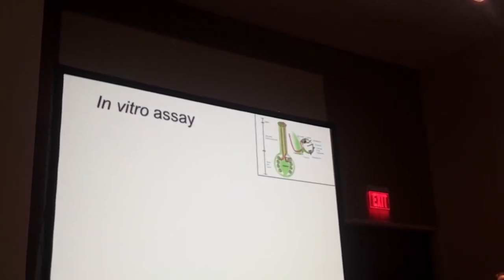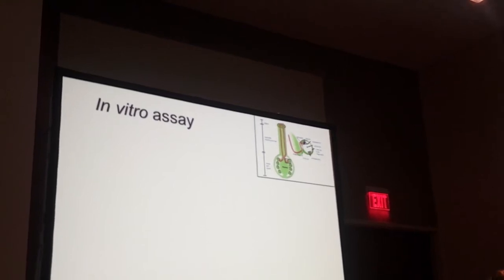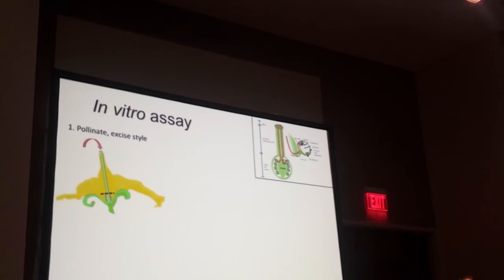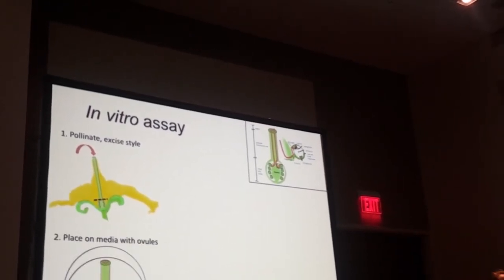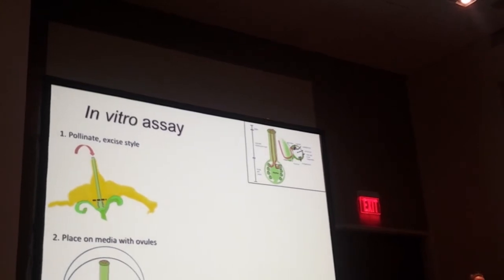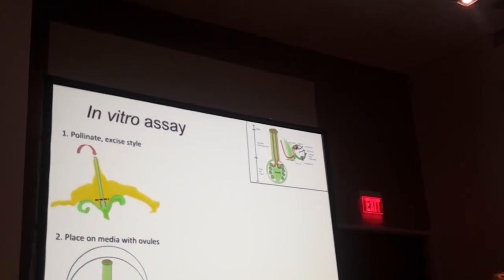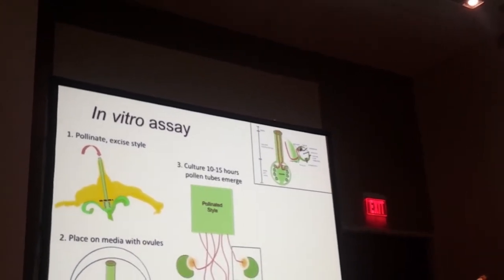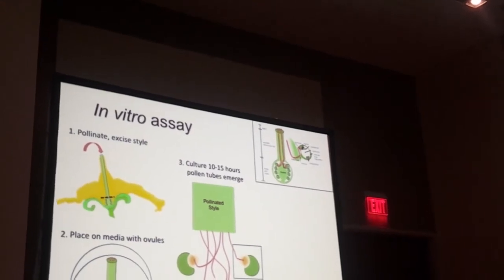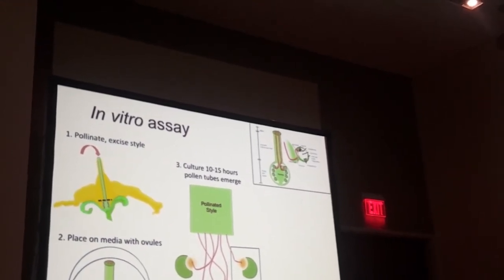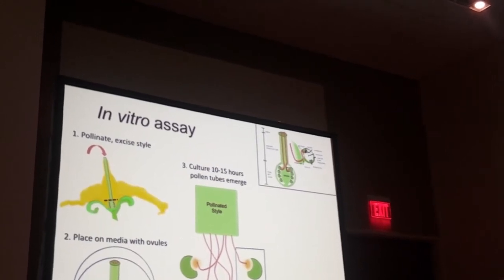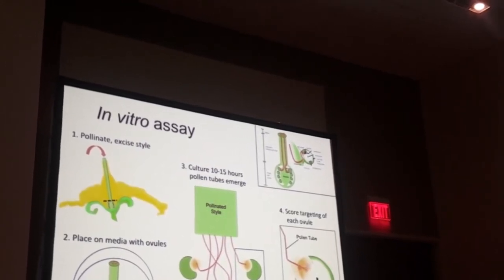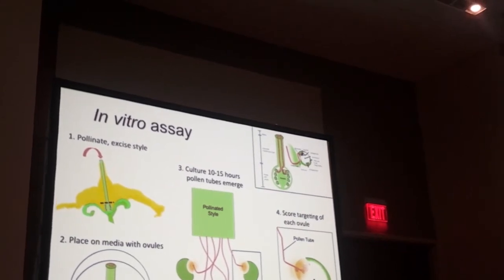So keeping this in mind, I designed an in vitro assay, and what I do is first pollinate a style, excise that style, place it onto a growth media along with excised ovules, and then around 10 to 15 hours later, depending on the species, the pollen tubes emerge from the cut end of the style, grow onto the growth media, and then I score these assays from the ovule perspective.